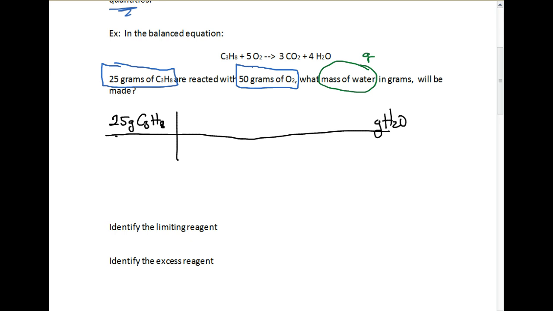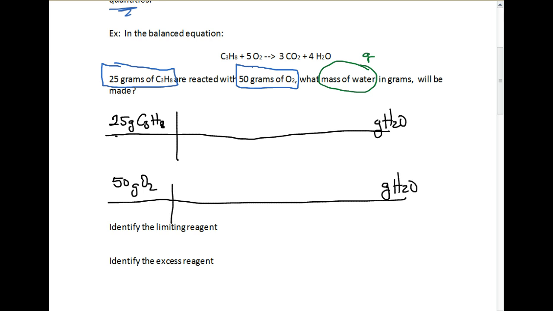Our second stoichiometry problem is we're going to take our second known, which is 50 grams of oxygen, and we're going to do a different stoichiometry problem, but we're going to go to the same unknown of grams of water. You see, we went to grams of water in both cases because that's our unknown, and we're using two separate known quantities. Okay, so let's go ahead and do the stoichiometry problem.